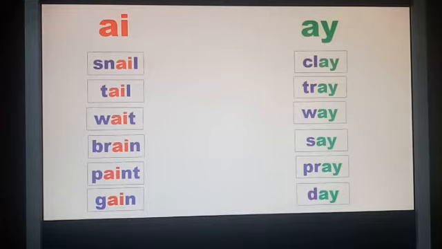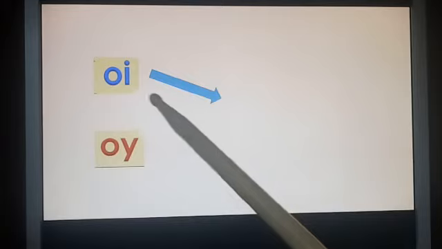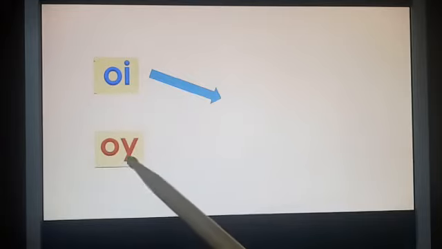Whatever words you have written on the AI side and the AY side, if they are correct, a big clap for all of you. Very well done. Good children. Now let us move on to the next slide. And the next sound. While writing, I have explained about this sound. Do you remember? OI makes the OI sound. So what is the alternative of this? OY. OY.